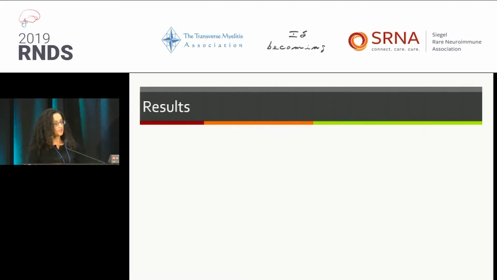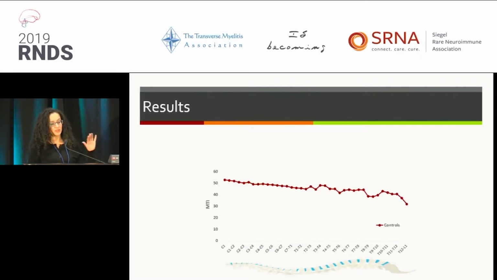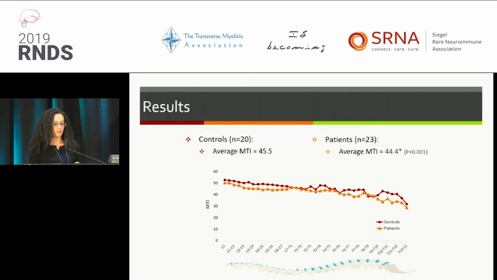Okay, so what we did for our study was to recruit 23 patients with myelitis and 20 control subjects. This is a pediatric study. It was done at Boston Children's Hospital. On this graph at the bottom, we have spinal cord levels from C1 to T12. We scanned everyone using MTI. This data is for the healthy control subjects, and here we're going to compare it to our patient population. And we did see a reduction in MTI, which, as I mentioned, can indicate loss of myelin content. And the differences were very statistically significant.